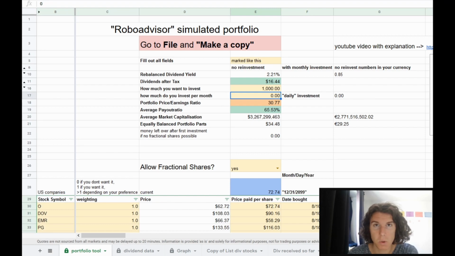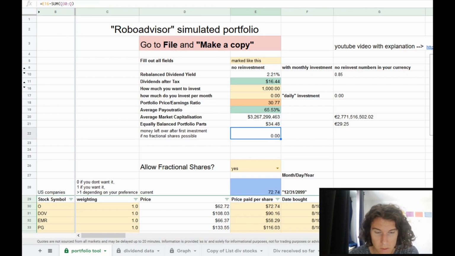This cell assumes that you don't make any more payments into your portfolio per month in the future. And this would be your average price earnings ratio of the stocks that you own. Then your average payout ratio, which means how much of the earnings per share a company pays out as dividend. Then your average market capitalization. And if you value each part equally, then each part should be worth around this much.